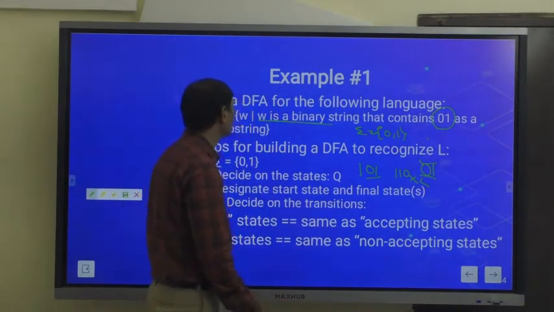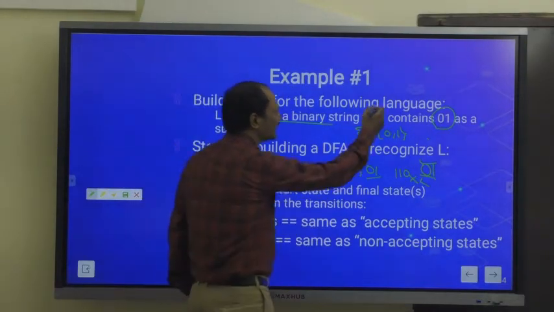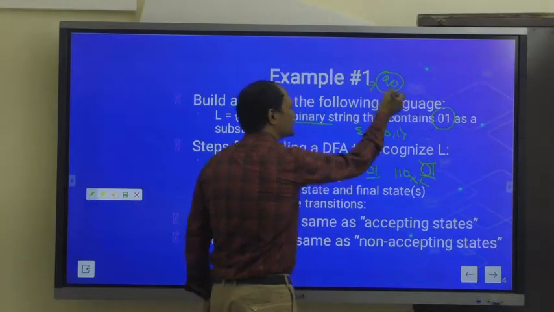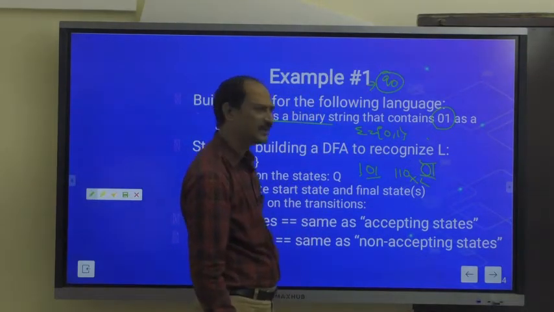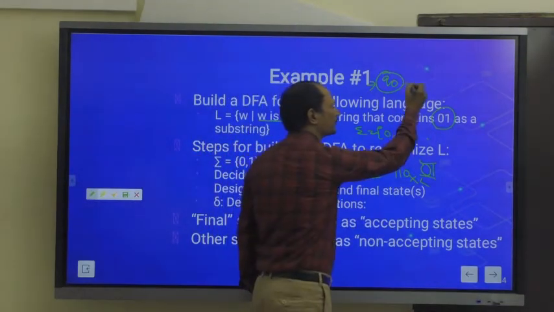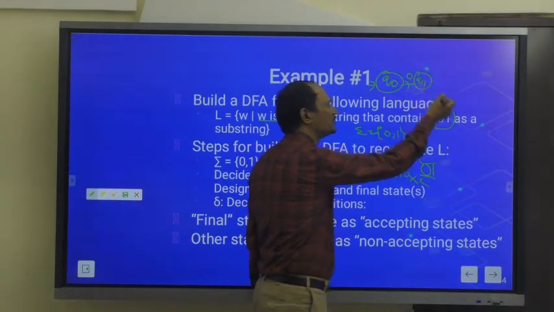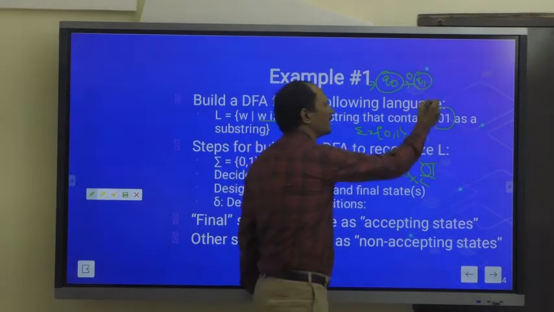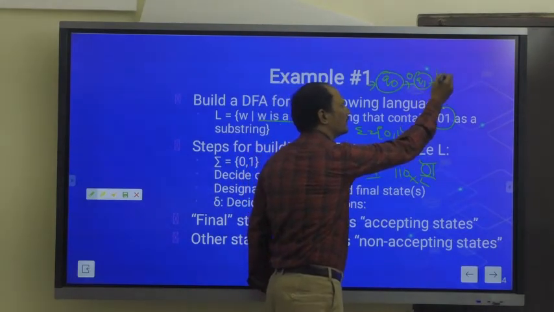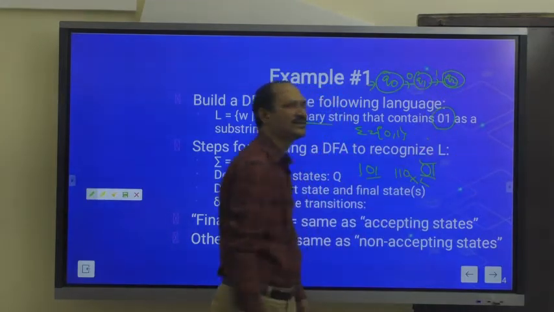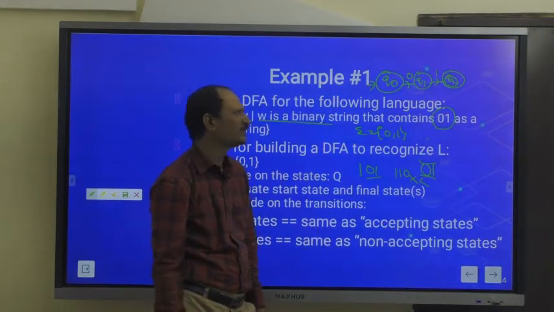Here itself I am going to show you how to construct a DFA machine. I am going to start with Q0. Since 2 symbols are there, I may require 3 states. Q0 on 0 goes to Q1, and Q1 on 1 goes to the final state. What is the minimum string that is acceptable here? 01. That is the minimum string.